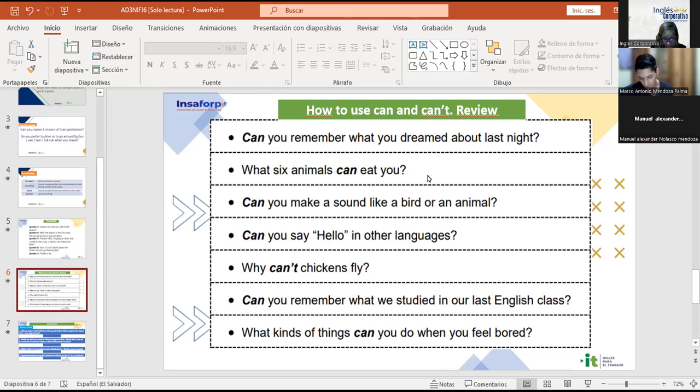No, pues estamos bien, mano. Estamos bien, entonces, ¿no? Quiero ver. Sí, teacher, una pregunta.